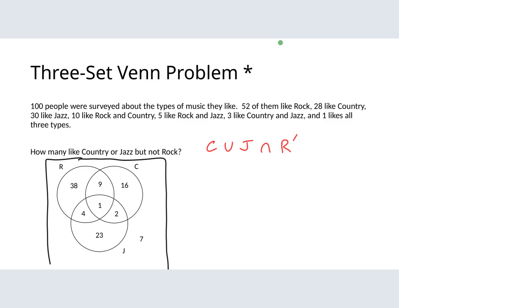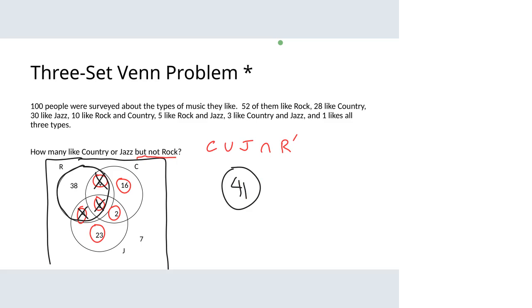The other way to go is, well, country or jazz. Country or jazz, so that's all of this. I want to count country or jazz. I'm just joining those sets together. So I want to count anybody who's in the country circle, anybody who's in the jazz circle. There's country or jazz. Then it has that last little qualifier that says, but not rock. So anybody who likes rock, I want to throw them out. Anybody that's in this rock circle, I need to throw them out. And that's how we end up with 16 plus 2 plus 23.